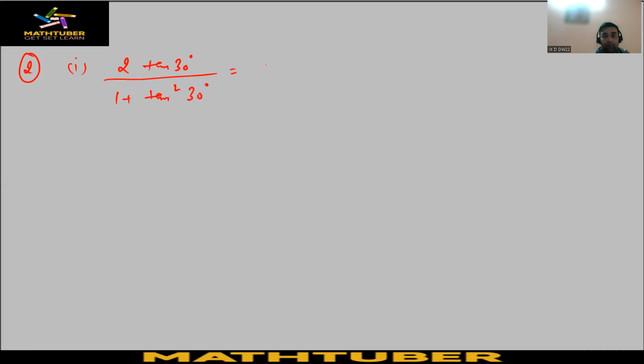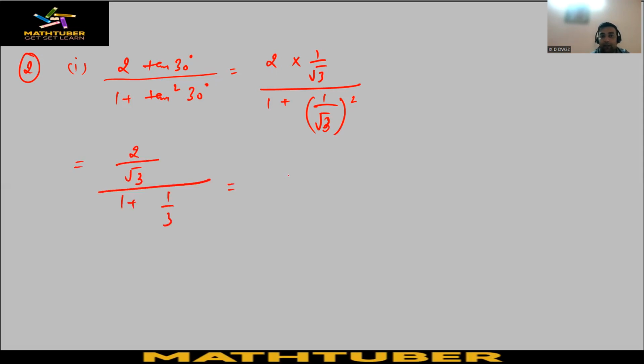So just find out the value here. Tan 30 degree is 1 upon root 3. We know that. So put the value. This will be 1 plus 1 upon root 3 whole square. And after solving it, you will get 2 upon root 3 upon 1 plus 1 by 3, it will be equal to 2 upon root 3 upon 4 upon 3.